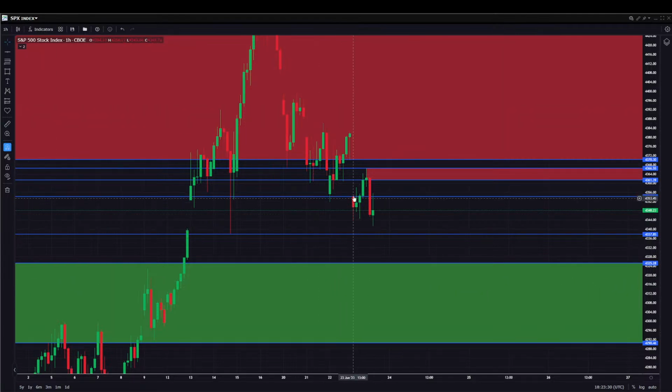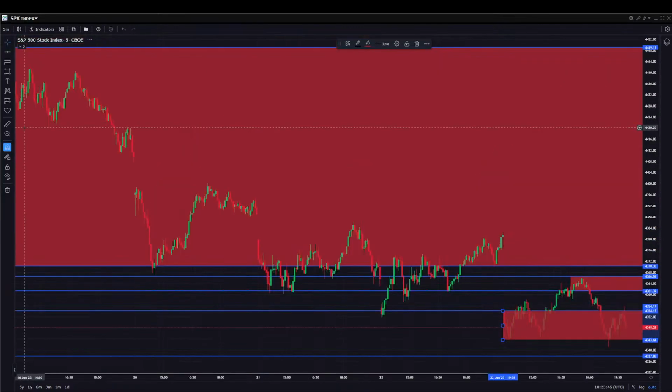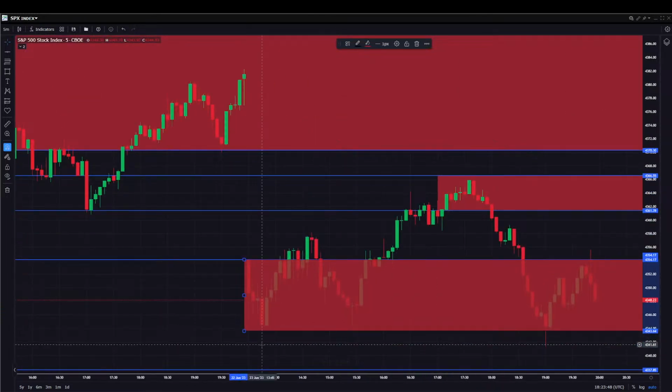So if you're wondering how I got this 43.54 level, it's as if I was going to draw my demand here. If we go into the 5-minute time frame, you can see how these levels here were respected, rejected, came back down.